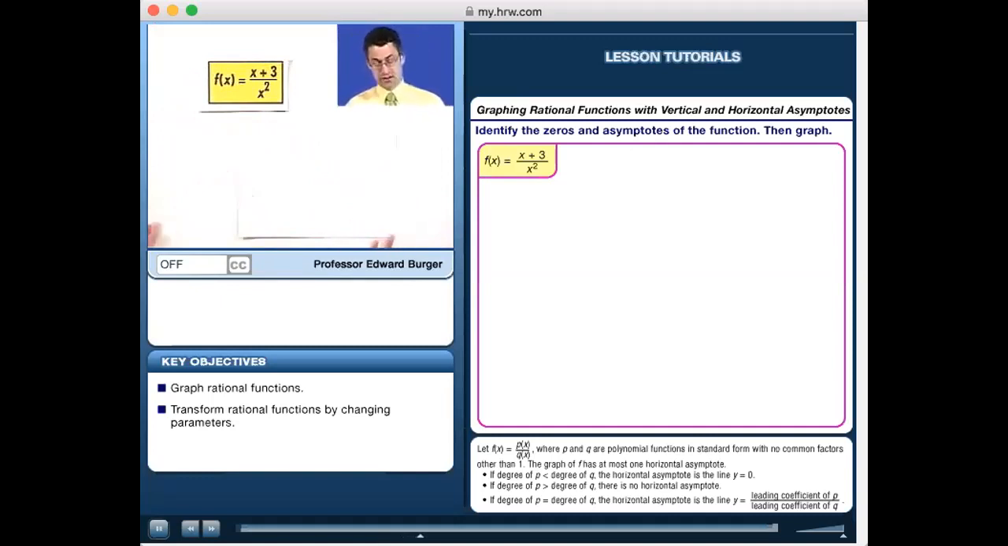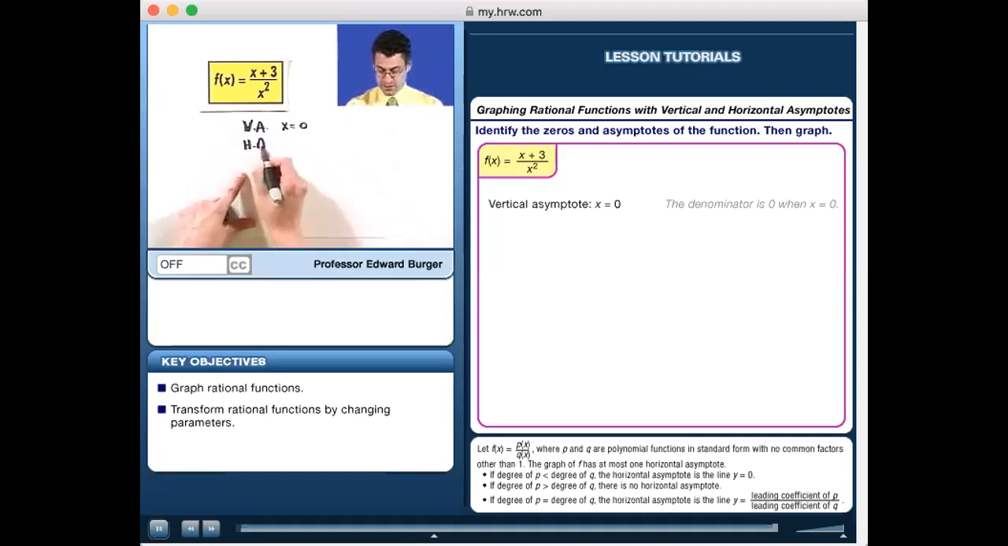So without the graphing calculator, we can do a lot. For example, we can find the asymptotes. Let's do vertical asymptotes first. That's where the denominator equals 0. Well, that's when x squared equals 0, and so I see x equals 0.